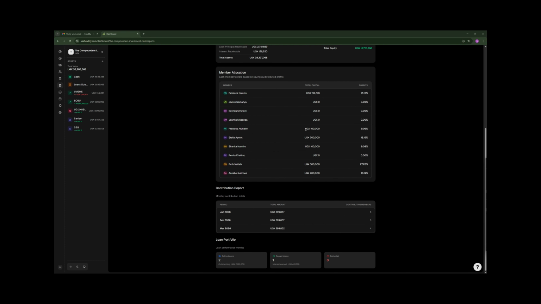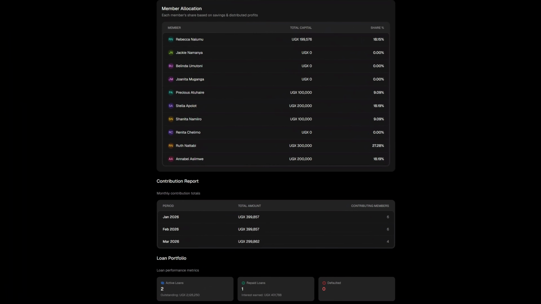Let's move on to the reports. Let's start from the bottom. The loan report. This shows a summary of the loan activity. How many loans disbursed in the reporting period, how many have been repaid, and if there are any defaulted loans.